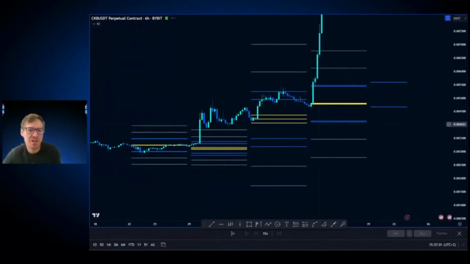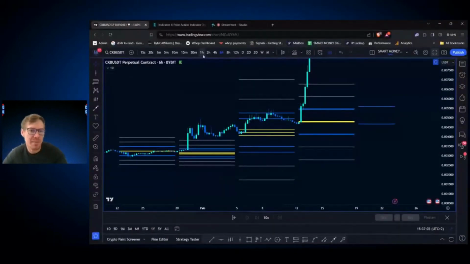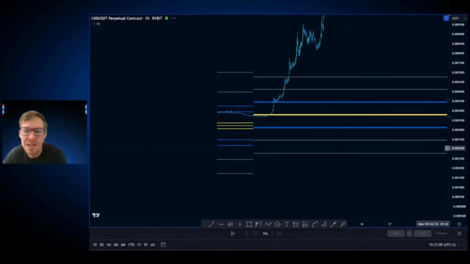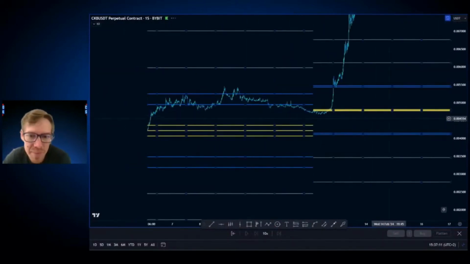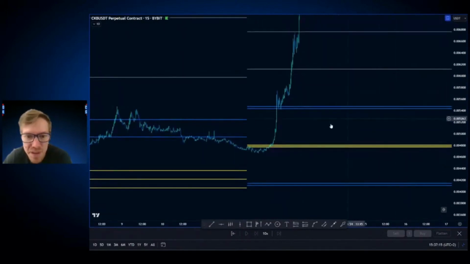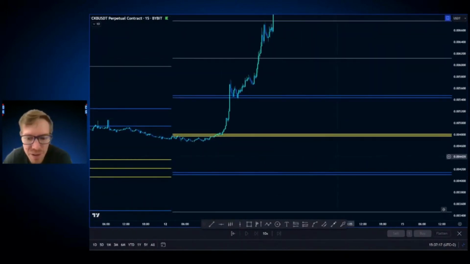If I go into the 12-hour, it will stay the same. If I go into the 15-minute, it'll stay the same. So I can be on a 15-minute, and I can be seeing what is actually happening on the higher time frame by looking at where price is positioned on this grid. So I'm on the 15-minute now, but I know at this point we are bullish.